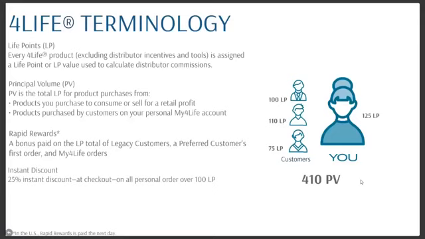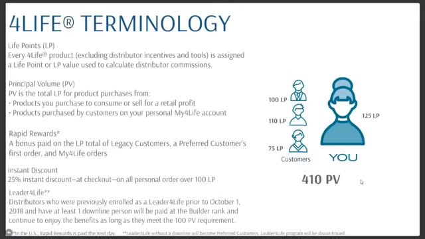The next one is instant discount, and this is a new term. Instant discount is a 25% instant discount at checkout on all your personal orders over 100 LP. So if you did an order for 200 LP in 1 month, on that extra 100 LP, you'd receive a 25% instant discount at checkout. Again, we'll give an example of this later on.